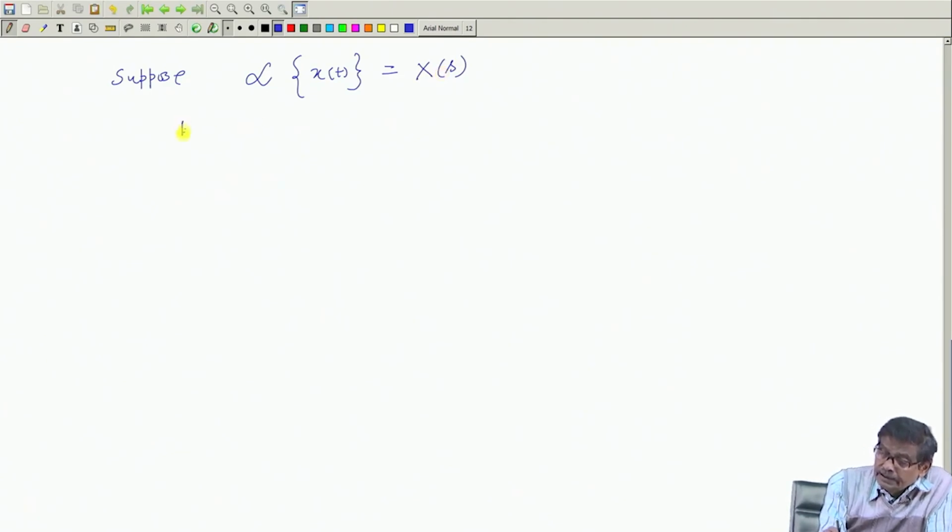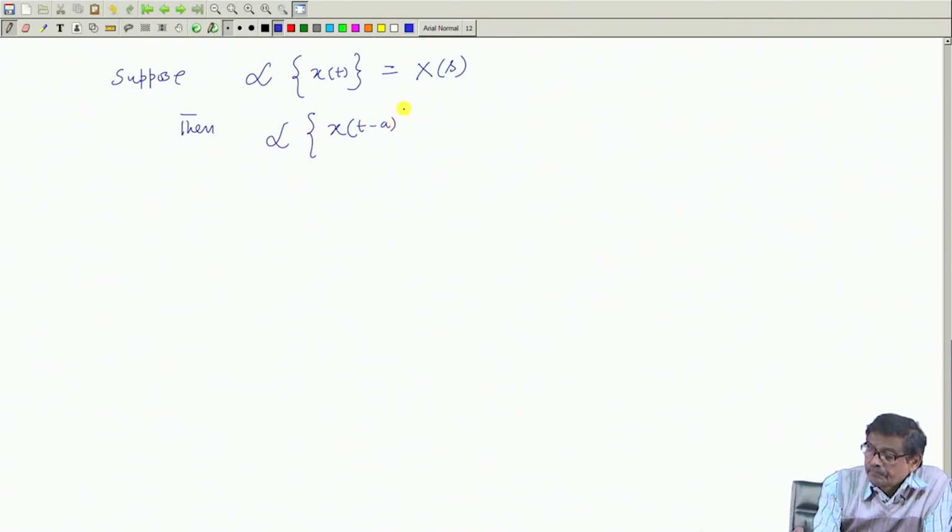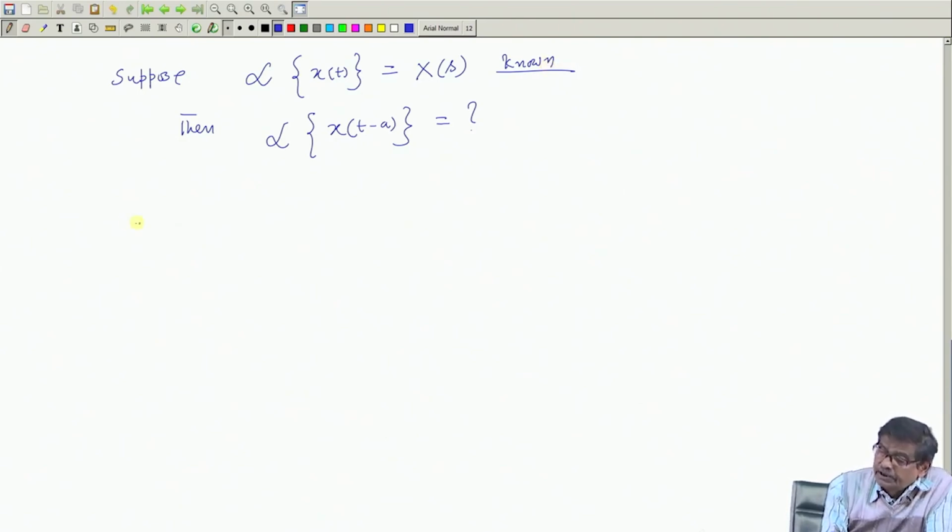Then the Laplace transform of the shifted function is how much? Suppose I want to find out. So, I will do it like this. Suppose the Laplace transform of x(t) is known. Then what will be the Laplace transform of this shifted function? How can I find it out?